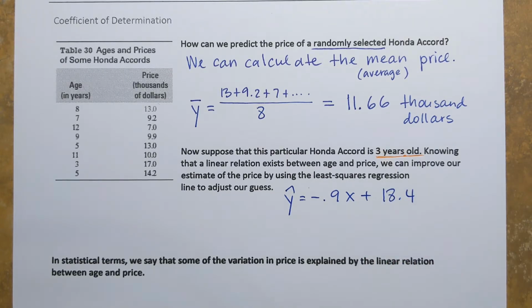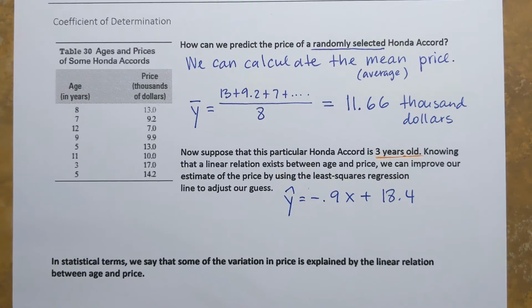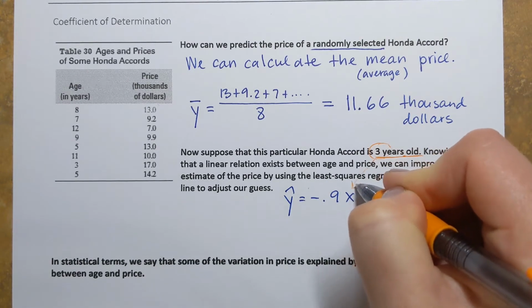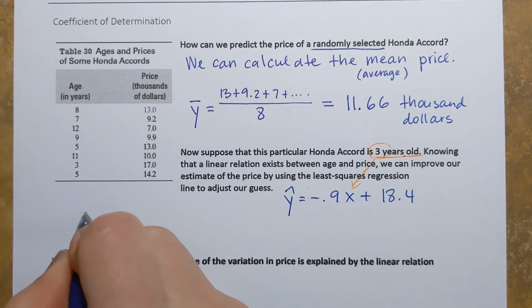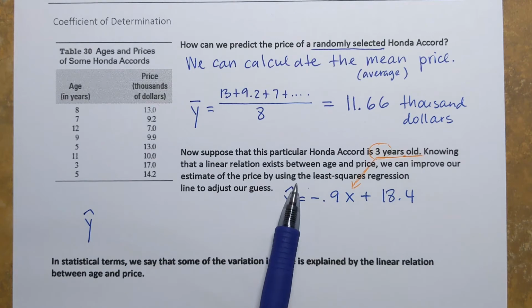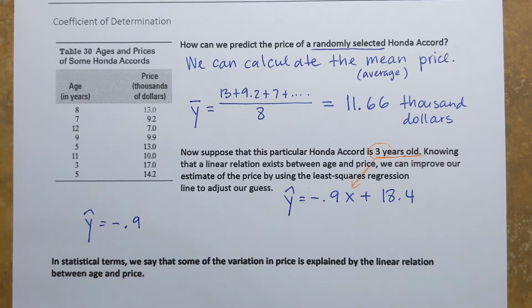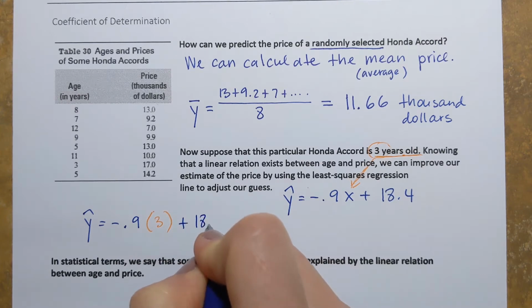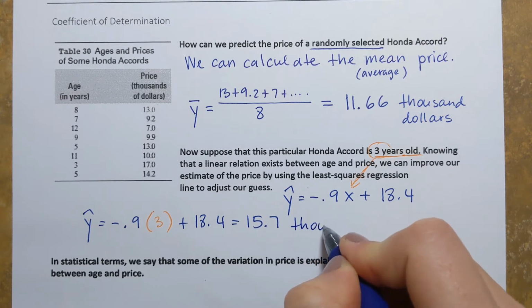So to estimate the price of a 3-year-old Honda Accord, we plug in 3, the age of the car, for x, the explanatory variable. In other words, it's going to be y hat. Oh, and by the way, the predicted value of the response variable we denote by y hat. So it's negative 0.9 times 3 plus 18.4. That's $15,700.